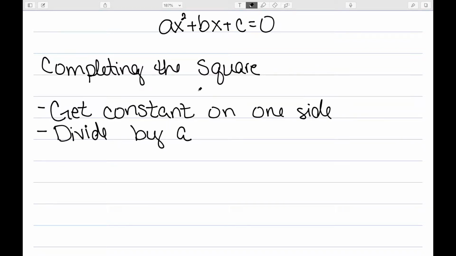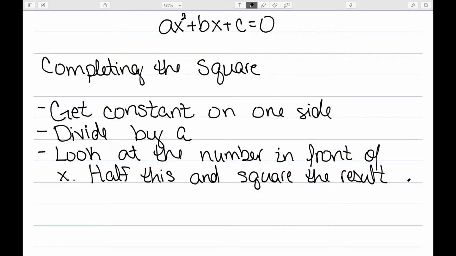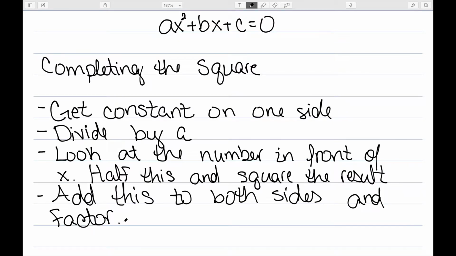I then want to divide everything by a, this coefficient of x squared. This is going to make sure the coefficient of x squared is just a 1. The next thing I'm going to do is look at the number in front of x, and then I'm going to half that number and then square the result. I'm then going to take that number I just found, add it to both sides, and factor, and then I should be able to solve. So let's look at some examples.